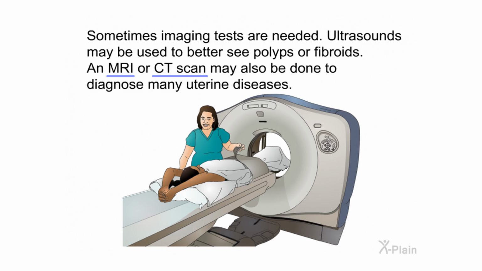Sometimes imaging tests are needed. Ultrasounds may be used to better see polyps or fibroids. An MRI or CT scan may also be done to diagnose many uterine diseases.